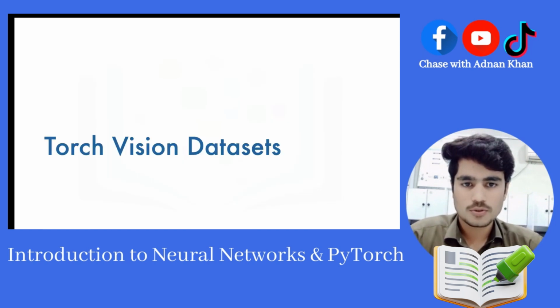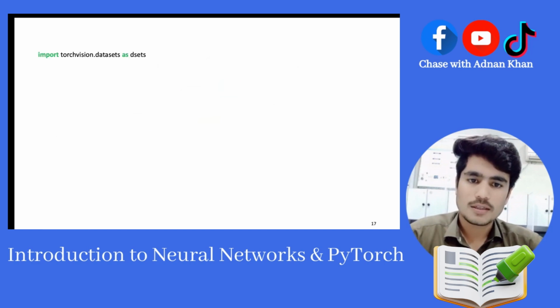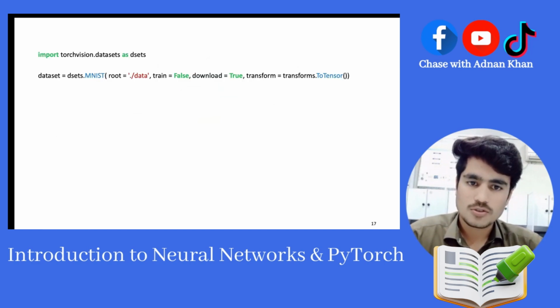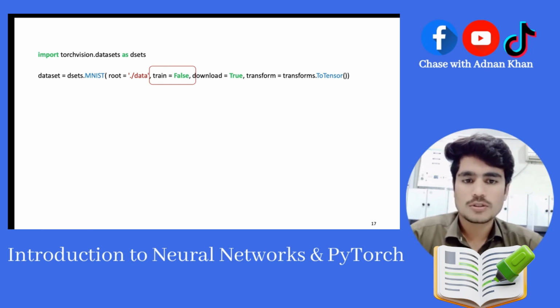TorchVision also has pre-built datasets that are commonly used to compare models. We import the dataset module from TorchVision. We create the dataset object. In this case, we use the MNIST dataset. The parameter root is the root directory of the dataset. The parameter train indicates if you would like to use the training or testing dataset. True means you are using the training dataset. False indicates the test dataset.